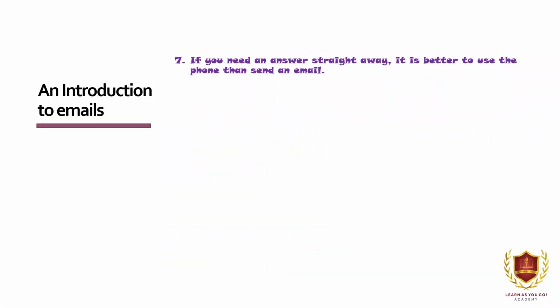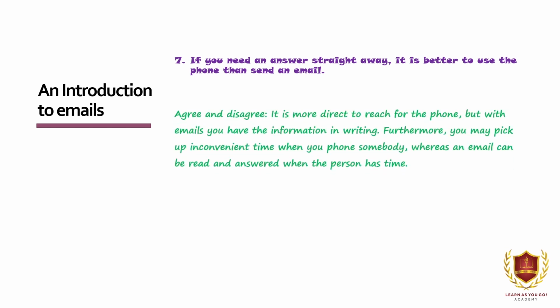If you need an answer straight away, it is better to use the phone than send an email. Agree and disagree. It is more direct to reach for the phone, but with emails you have the information in writing. Furthermore, you may pick an inconvenient time when you phone somebody, whereas an email can be read and answered when the person has time.